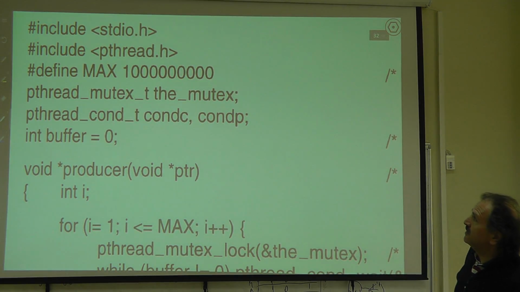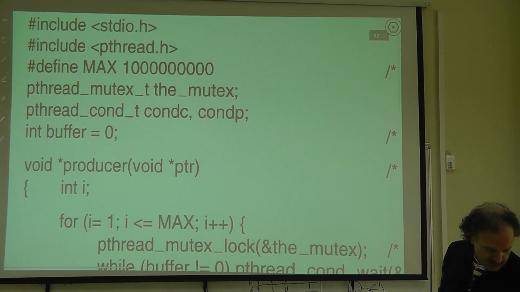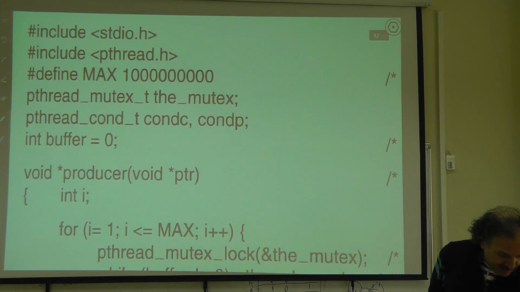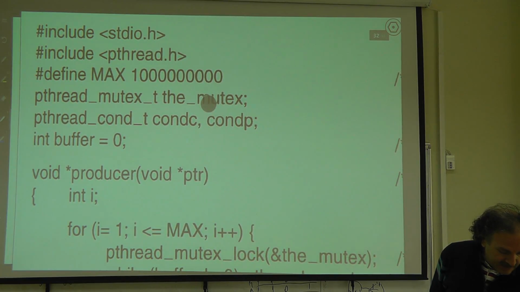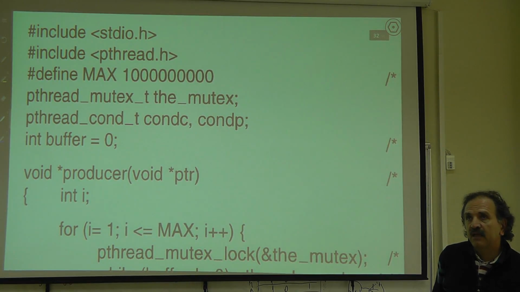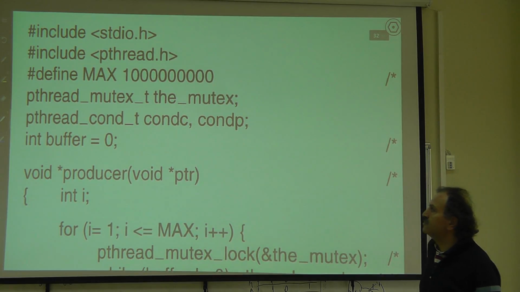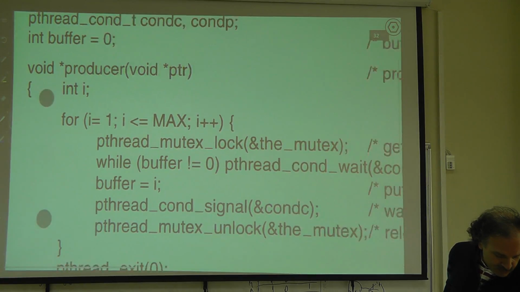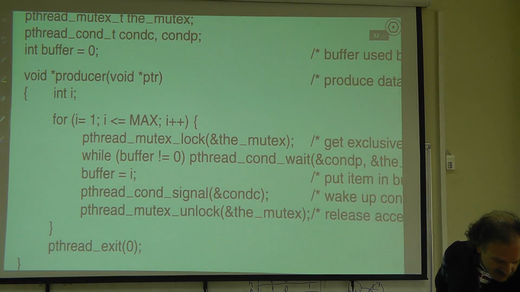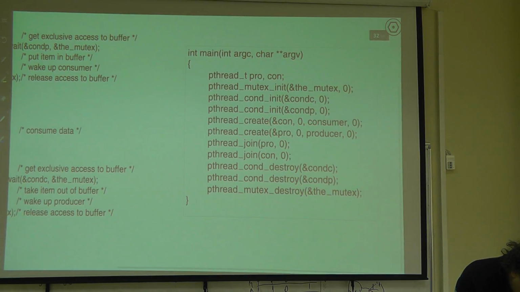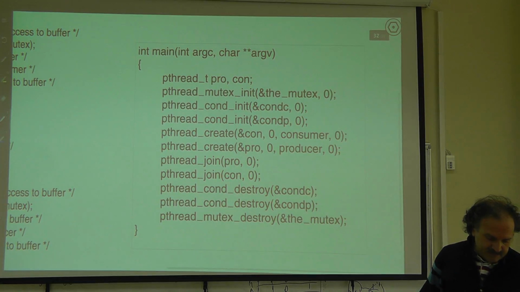I have the maximum iteration of this many numbers. I'm going to do it in a loop. Then I have the mutual exclusion variable mutex here, pthread library, and I have two condition variables like the empty and full semaphores. And I have my buffer, a single buffer. This is my producer. Let's look at the main function first. This is the main function.